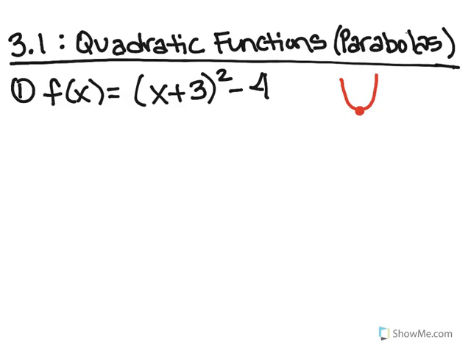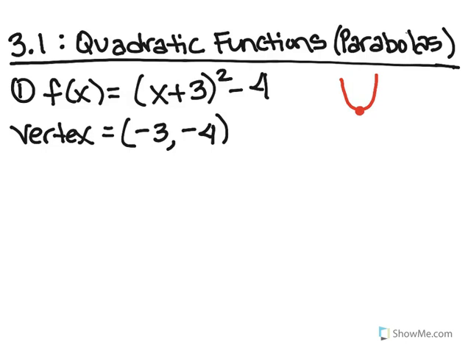So if I'm asking to find the vertex in this form, it's always going to be the opposite of what's in parentheses for the x coordinate. So that would be -3. And your y coordinate is the number that's on the outside. You do not change the sign. The only one you change the sign of is the number that's on the inside of the parentheses.